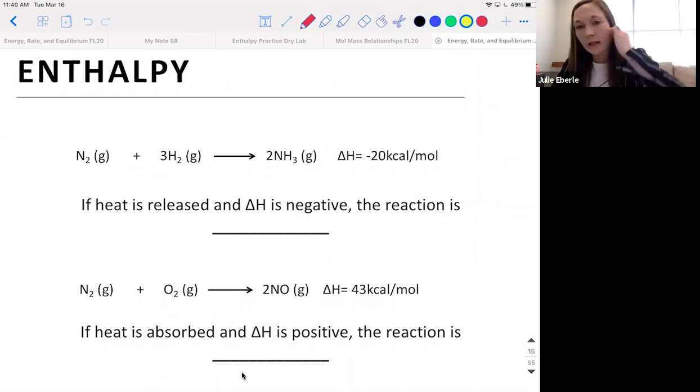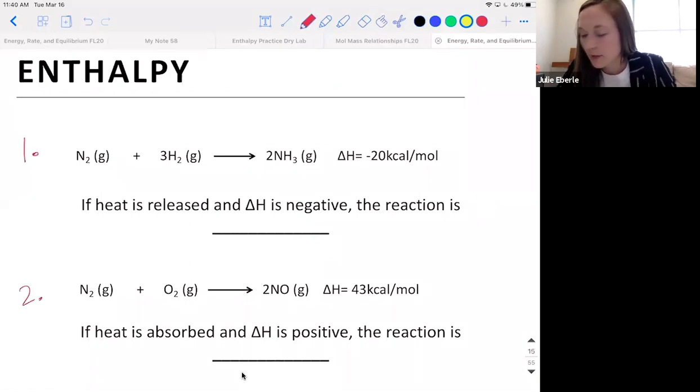So let's do a recap. This was the first reaction we did. This was the second reaction. We just calculated the delta H for these. And you'll hear me say change in enthalpy or delta H. That's the same thing. Your delta H is your change in enthalpy. So if heat is released and delta H is negative, we have a specific word we use to call reactions like this. We call them exothermic.